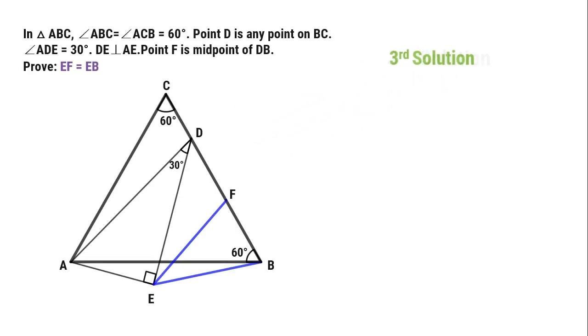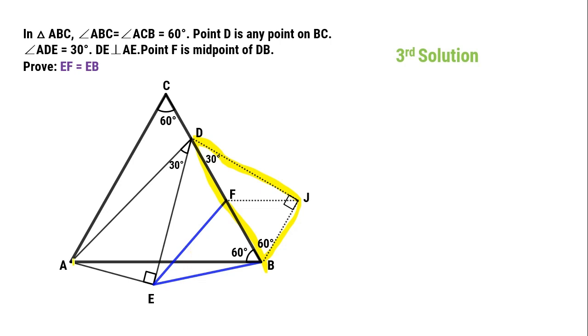The third solution. Through segment BF, make another equilateral triangle FBJ. Connect DJ. Point F is the midpoint of BD. FJ equals BF equals FD. We can get angle BJD is 90 degrees. So triangle BJD is a 30, 60, 90 degrees triangle.